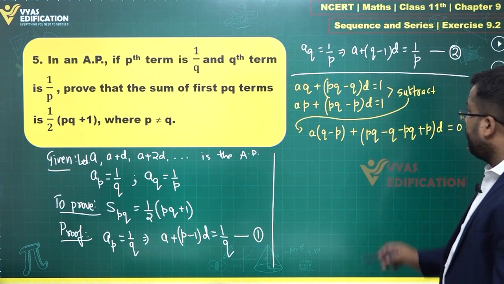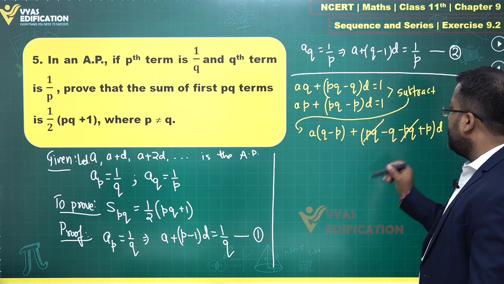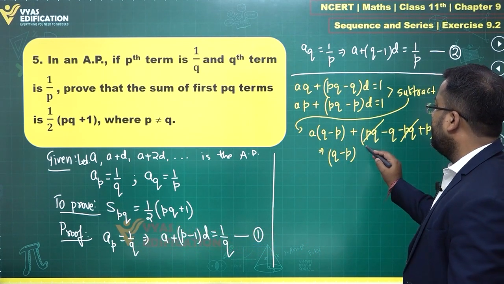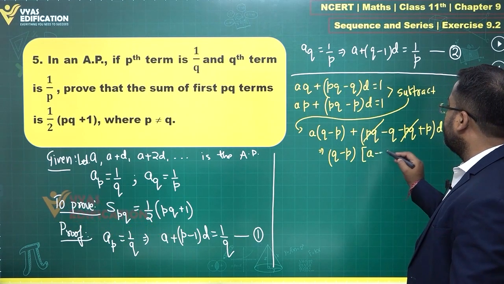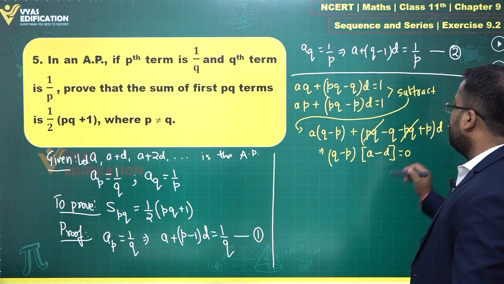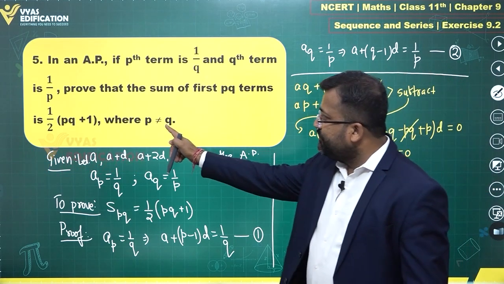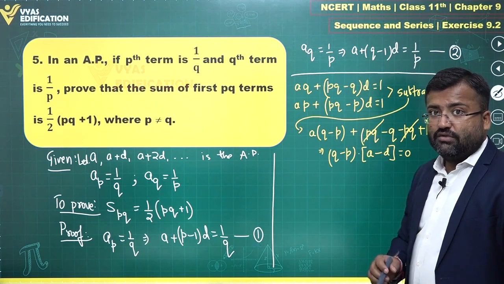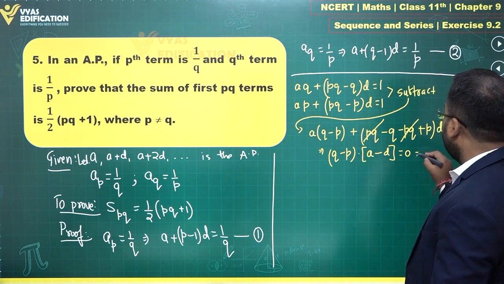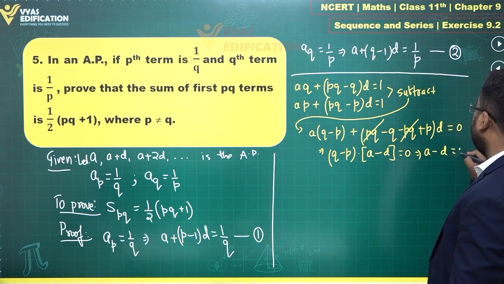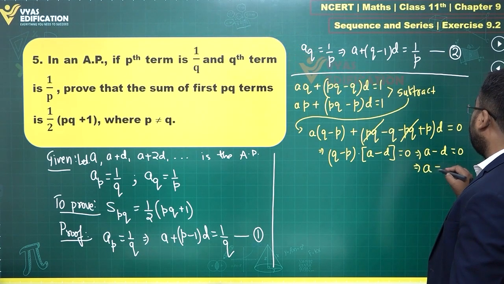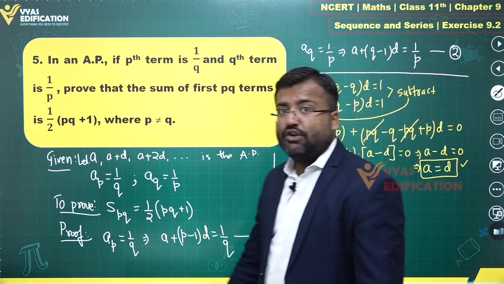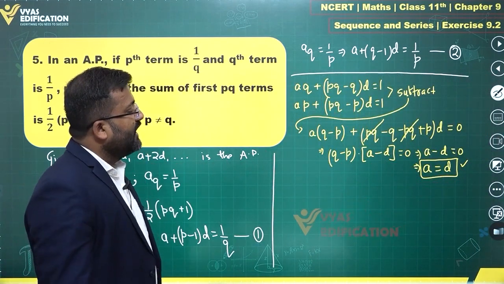Is that okay? Yes. So PQ gets cancelled. This is P minus Q, this is Q minus P. I can take out a Q minus P common. This will be A and this will be minus D is equal to 0. Since P is not equal to Q, this is non-zero. The product of two real numbers is 0, and this is non-zero, therefore A minus D will be 0. That tells me that A will be equal to D. That's the first thing that you observe.